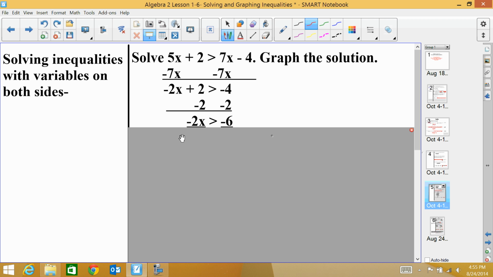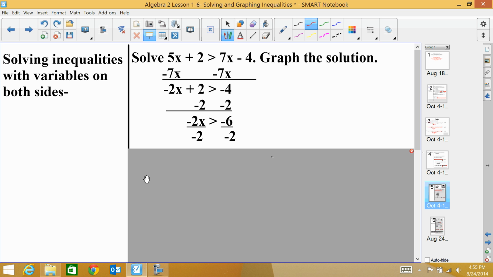Okay, well, we still need to get x by itself. So we need to divide by negative 2 on both sides. Now here is something that you have to know when you're working with inequalities. If you divide by a negative, you must flip the inequality symbol. Okay, you might want to put that over here as a note.